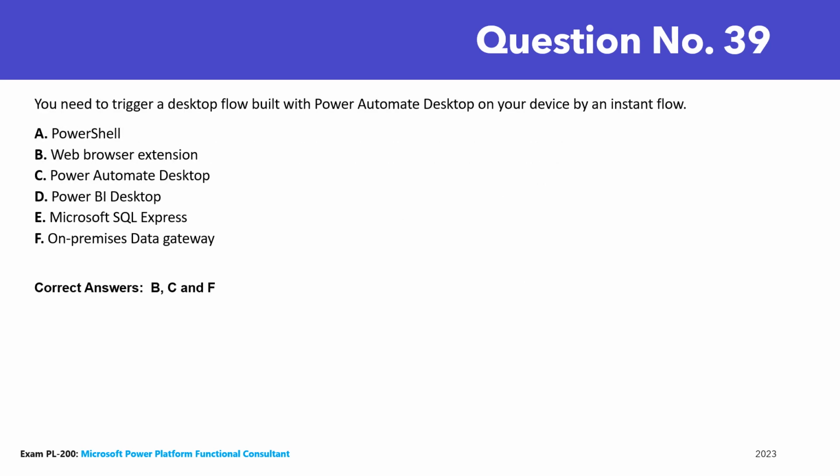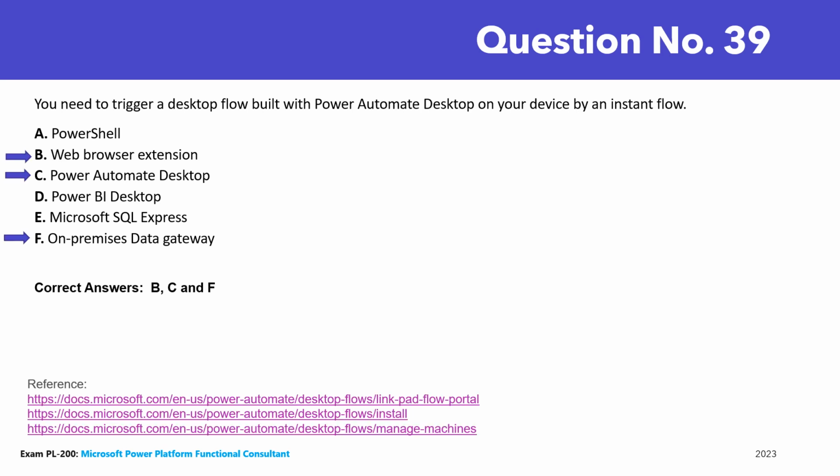You need to trigger a desktop flow built with Power Automate Desktop on your device by an instant flow. A. PowerShell. B. Web browser extension. C. Power Automate Desktop. D. Power BI Desktop. E. Microsoft SQL Express. F. On-premises data gateway. Correct answers: B, C, and F.